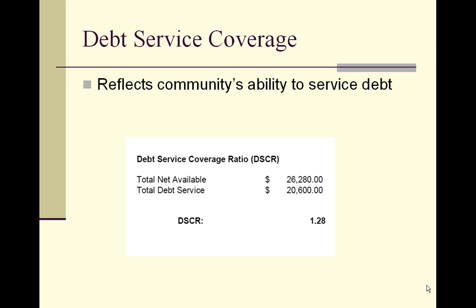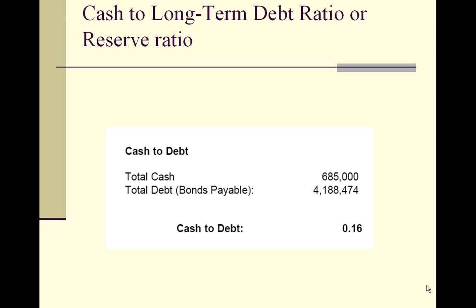The debt service coverage ratio is a good indicator for the community's ability to service debt, and in this case it's a 1.28. That's the total net available to service the debt over the debt service. 1.28 is a very good number. Banks typically look at a 1.25. Cash to long-term debt ratio, or the reserve ratio, is the total cash divided by the total debt, and here the cash to debt is 0.16, which shows us that there's quite a bit of debt on a facility that has limited amounts of cash and shows a slight over leverage.